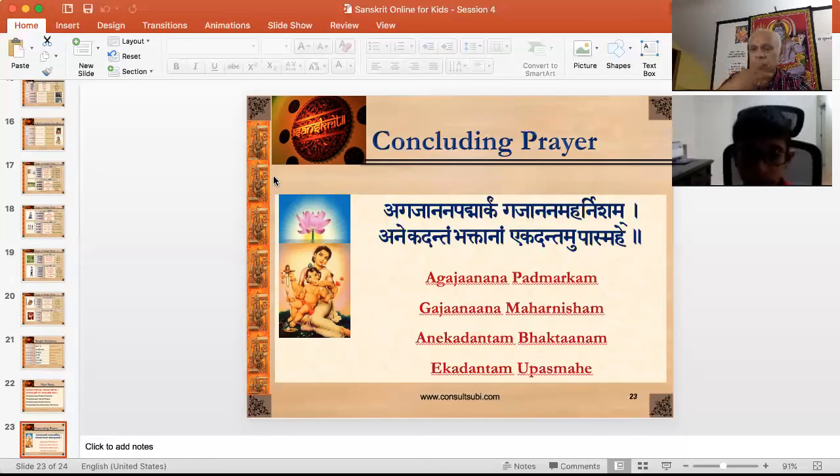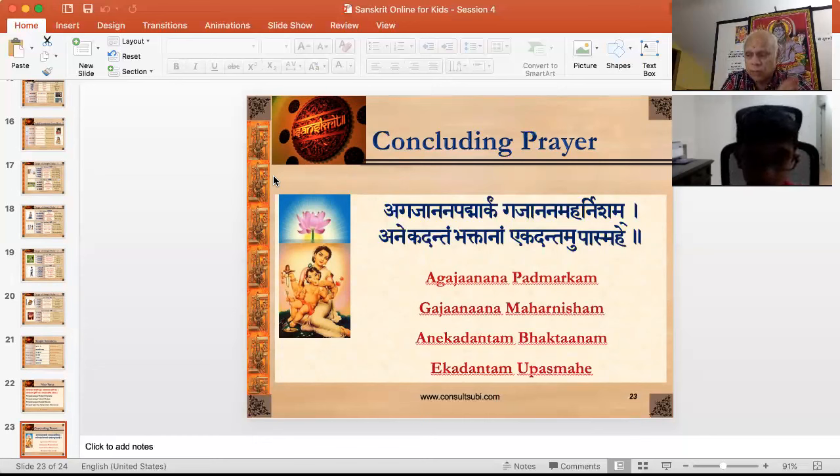Ananam means face. Gaja Ananam means the face of an elephant. Gaja means elephant. That is why you have Gajanana. The elephant-faced Ganesha is called Gajanana.